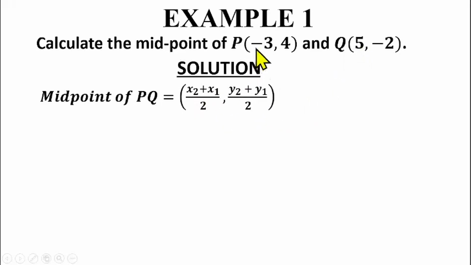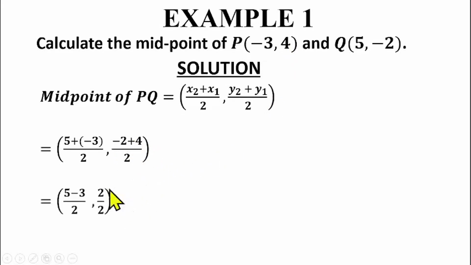Our x2 is 5 and our x1 is minus 3. So that means you'll be having 5 plus minus 3 over 2, comma, our y2 is minus 2, our y1 is 4. So we'll be having minus 2 plus 4 over 2. If you simplify that further, plus times minus will give us minus. So you have 5 minus 3 over 2, comma, minus 2 plus 4 will give us 2 over 2. So 5 minus 3 will give us 2. So we'll be having 2 over 2, which is going to give us 1. Then 2 over 2 also gives us 1. So that means the midpoint of point P and Q is 1, 1.